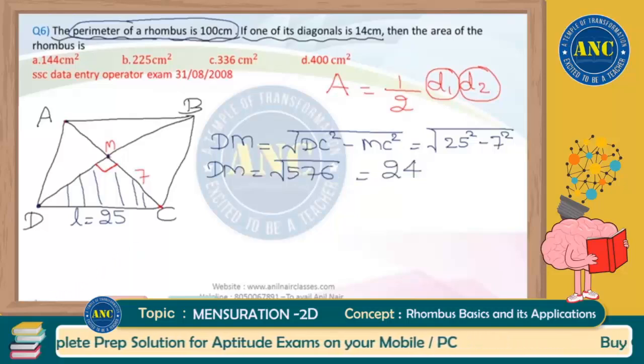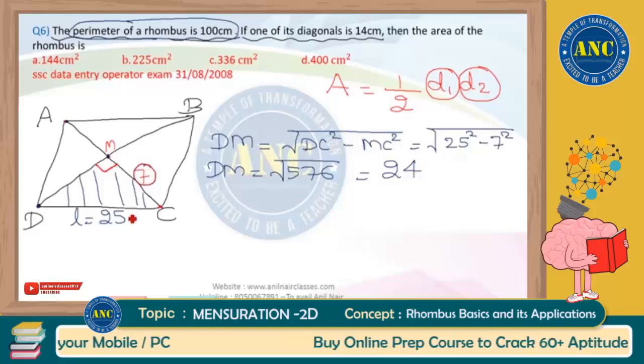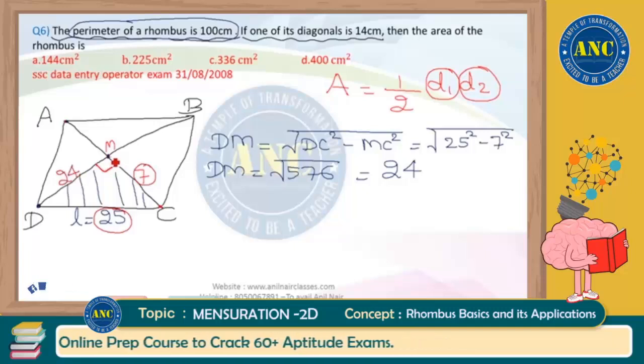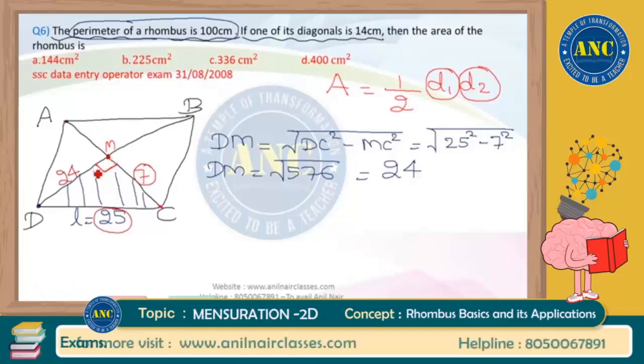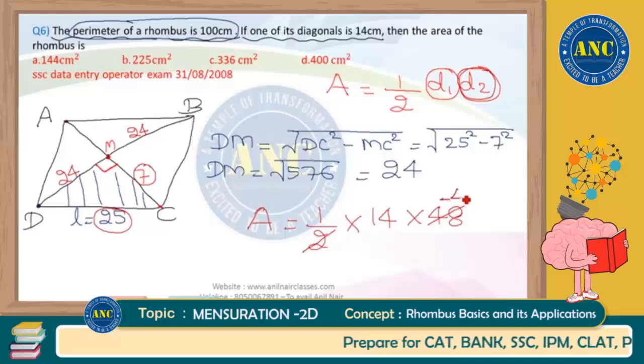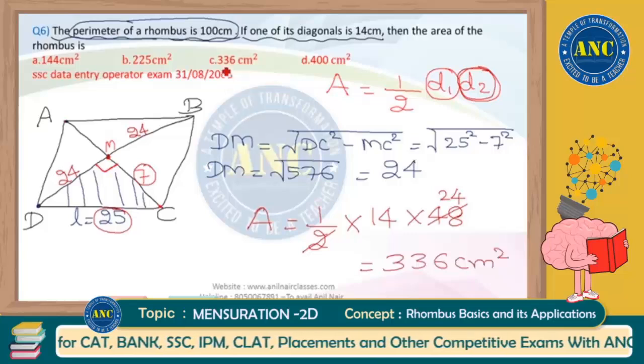But if you are a little smart, you will say that 7, 25 and the other value 24 form a Pythagorean triplet. That is the reason I told you how to find the Pythagorean triplets before starting all these problems. If DM value is 24, MB also will be 24. My second diagonal value is 48. Area is half into first diagonal 14, second diagonal 48. So this is 24 times 14. It is 336 centimeter square, which is option C.